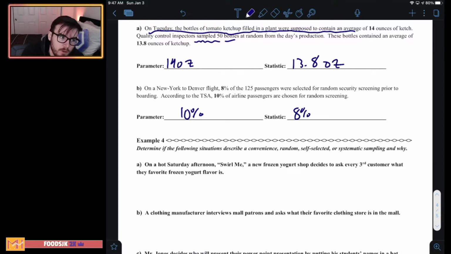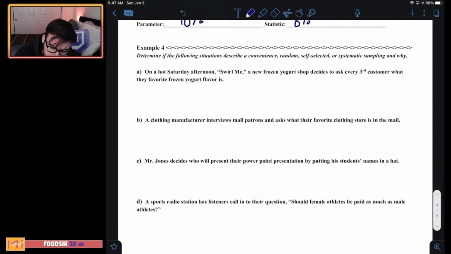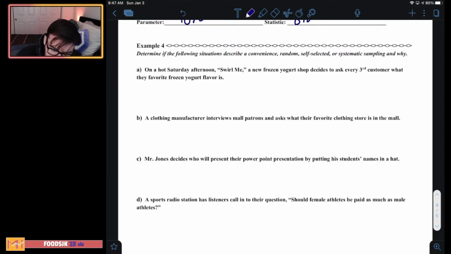That's a sample, right? That's not every single flight that occurred. That's just one specific flight. Right? So 8% on that flight, but in general, they say 10%. So the in general is the big population. That specific occurrence is a sample, so that's a statistic. All right, last set of 3 here. And let's have one more question pop up on the screen for you.